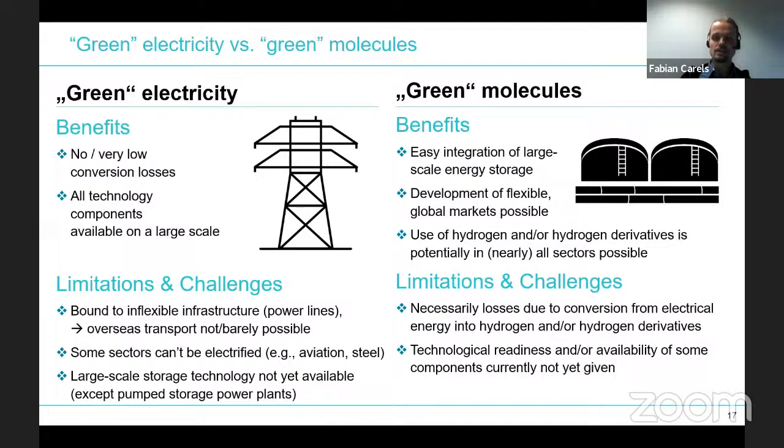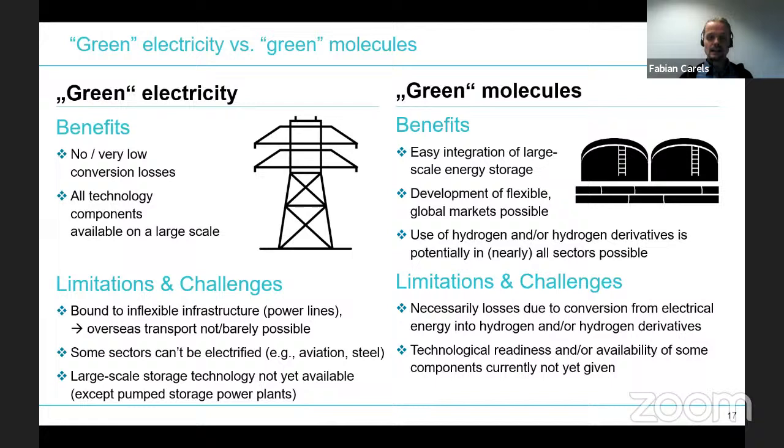Here, the integration of large energy storage is easily possible, for example, through underground gas storage, as we also see it today with natural gas. In addition, the molecule transport is much more flexible compared to electricity transport, and the use of green molecules such as hydrogen and its derivatives is possible in almost all of the end use sectors. Disadvantages are here the unavoidable losses that occur during the conversion of the green electricity into hydrogen and its derivatives. And in addition, we see that not all of the technologies we need for the transport of green molecules are available on a large scale already.